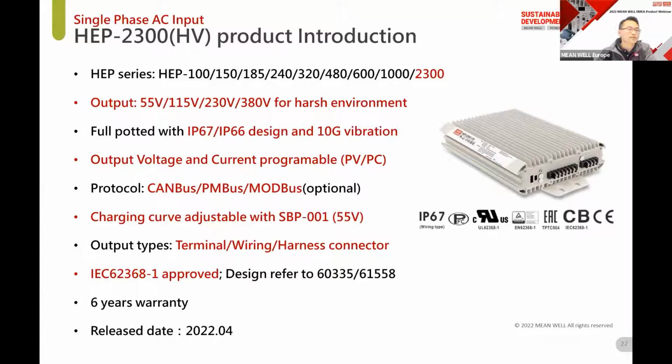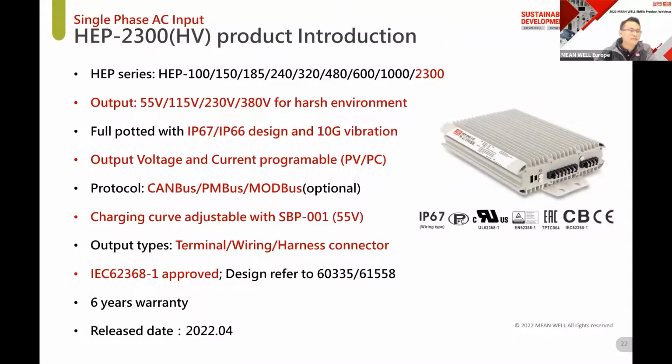Some industrial applications are installed in harsh environments, with high temperature or high humidity. In this case, HEP is the best choice for the application. This year, a new HEP is released with a high power of 2300 watts and a high output voltage of up to 380 volts. The HEP series is designed against harsh environments.